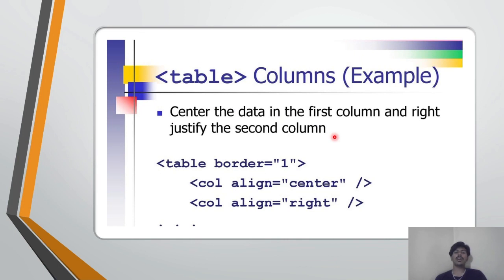Now we have a column example here. This centers the data in the first column and right justifies the second column. Now in the table, we have set the border as 1, and then col, we are aligning the column's data as col align equals center. Here the value center is within the double quotes, and then we close it and then col align right. So we have aligned it in the center and then at the right.